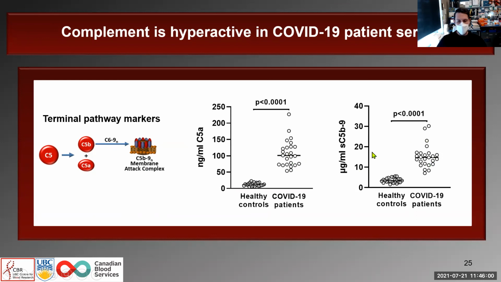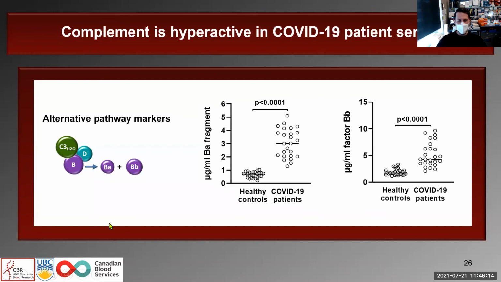And given the feedback mechanisms between coagulation and complement, we also assayed C5a and SC5b9 in autologous EDTA plasma and found similar effect sizes in those samples as well. The alternative pathway activation products, the BA fragment and factor BB, were significantly elevated in patients compared to controls at the time of ICU admission as well.